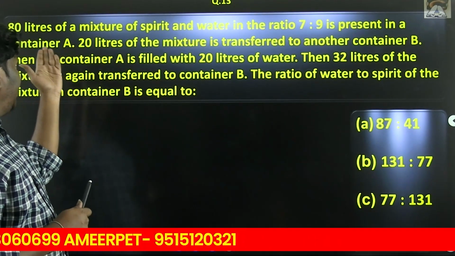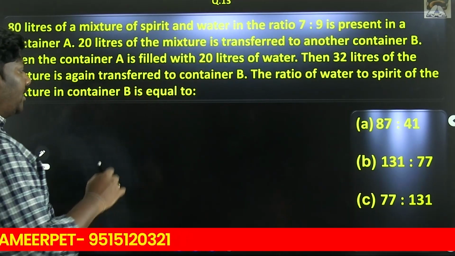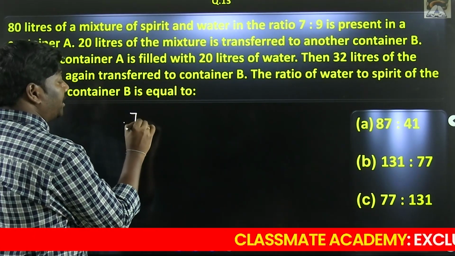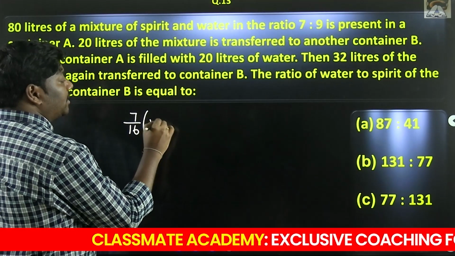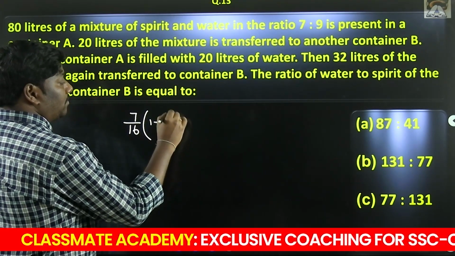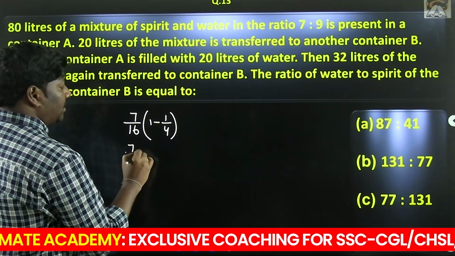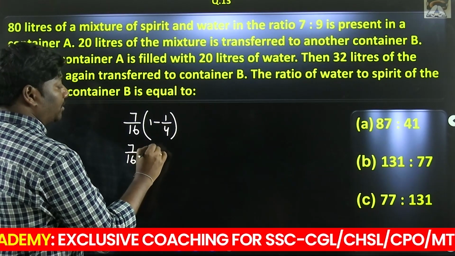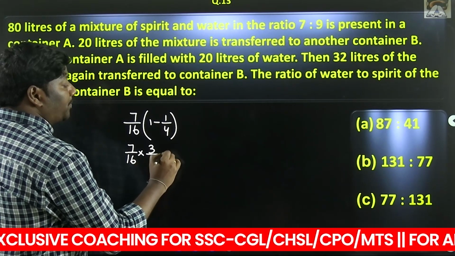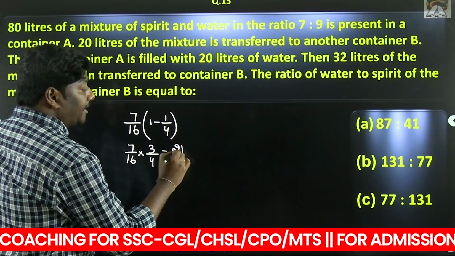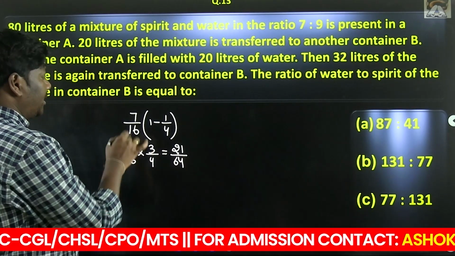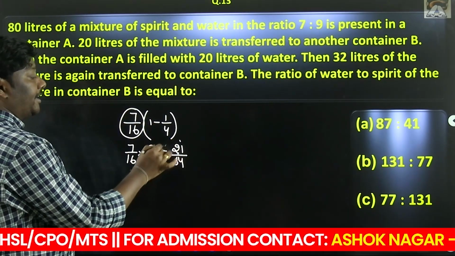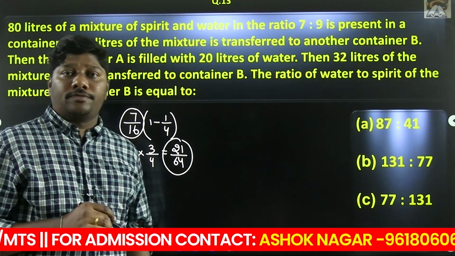So initially what was the spirit? 7 out of 16 is spirit. But you are replacing 1/4, so 1 minus 1/4. So you can take 7 by 16 into 3/4. Later on the spirit in container A is 21 out of 64. Initially spirit is 7 by 16, later spirit is 21 out of 64.